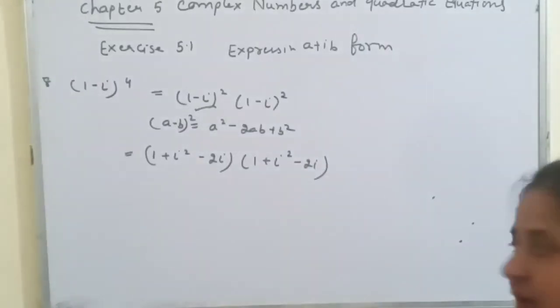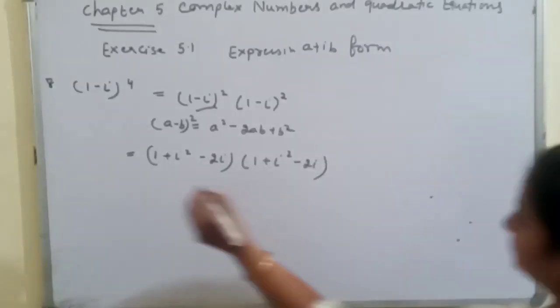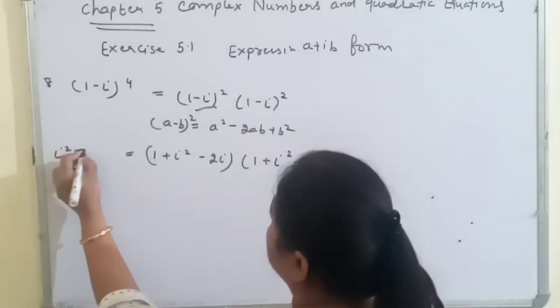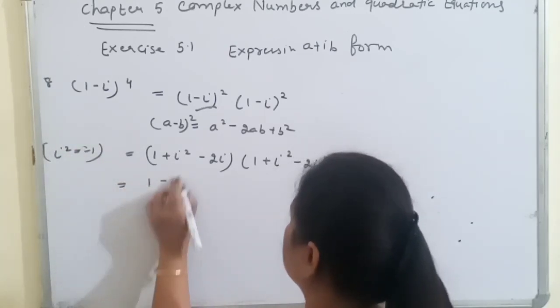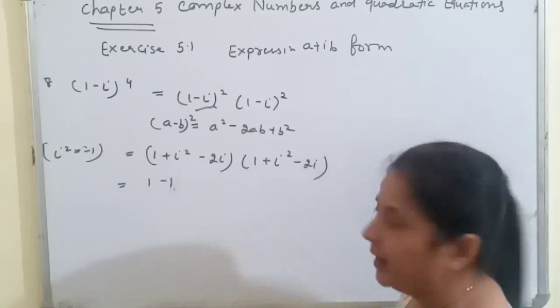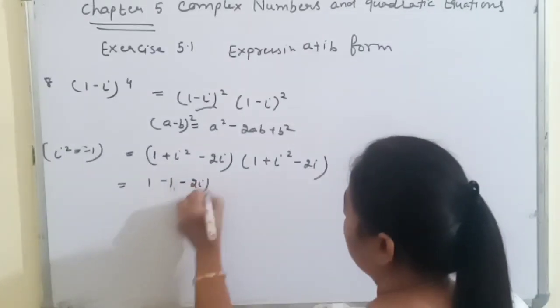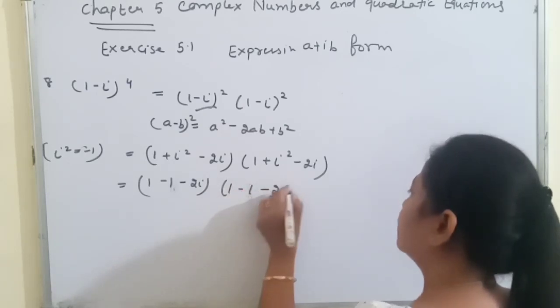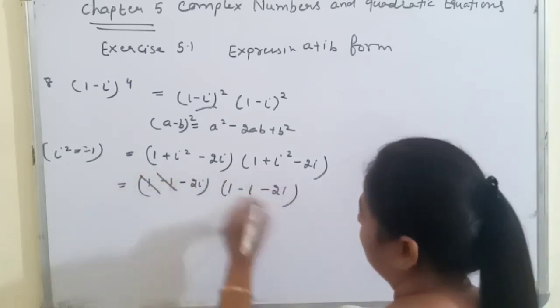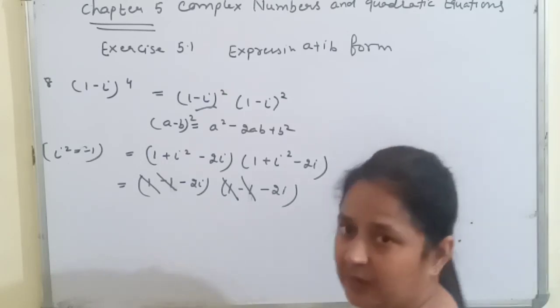So what we have done: iota square has the value minus 1. Because iota square is minus 1, substitute here 1 minus 1, and in place of iota we write minus 1 minus 2 iota. Plus 1 is cancelled by minus 1. Again here plus 1 is cancelled by minus 1.